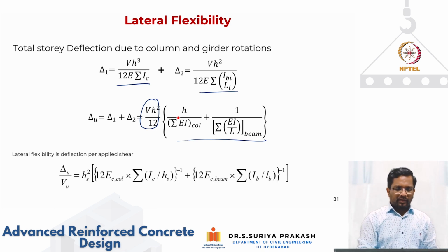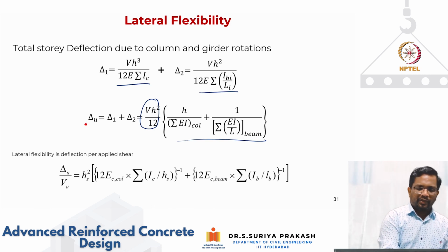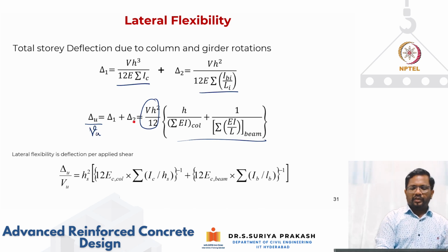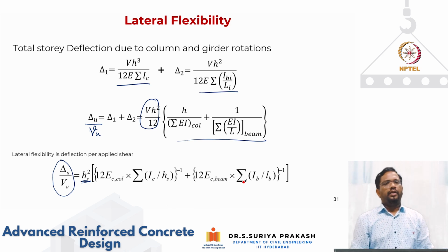And again, lateral flexibility. What we want is flexibility, which is delta U by VU. So I take this VU to this side and then do some simplifications. Then you will find that delta U by VU will become HS square, which is the height of the story, multiplied by 12 times E of your column. And these are all inverse. So you will find that this is your lateral flexibility.